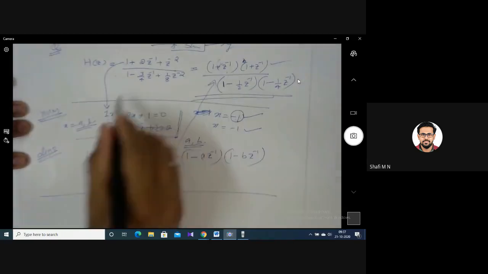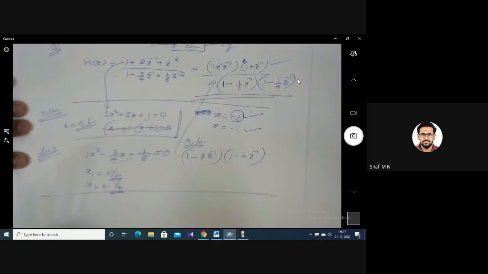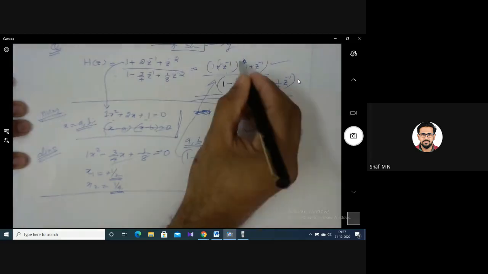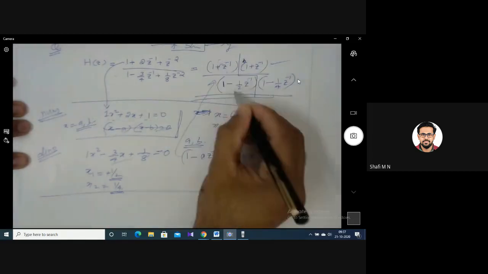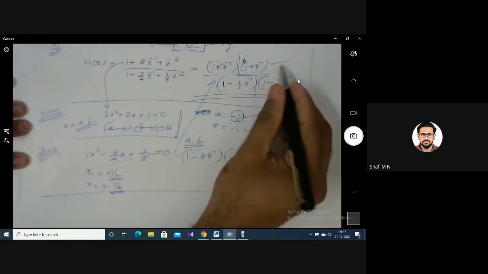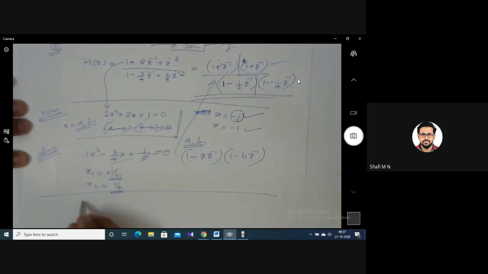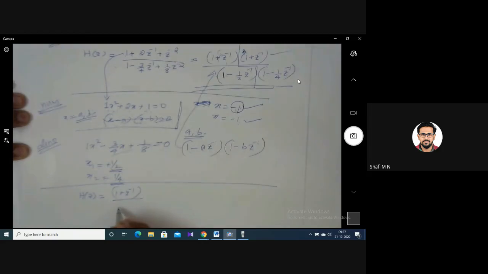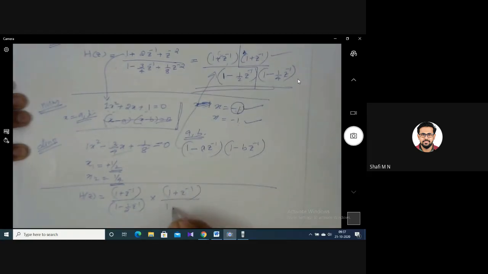This is the first mathematical part, to split it. Now let me split it like this. Say this is h1 and this is h2. So this is h1 into h2. Okay, so I am going to write h of z like this: 1 plus z raised to minus 1 divided by 1 minus 1 by 2 z raised to minus 1, into, again, 1 plus z raised to minus 1 divided by 1 minus 1 by 4 z raised to minus 1. So I have split it as h1 into h2.